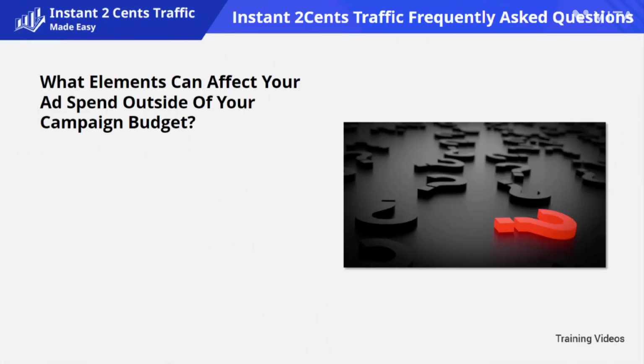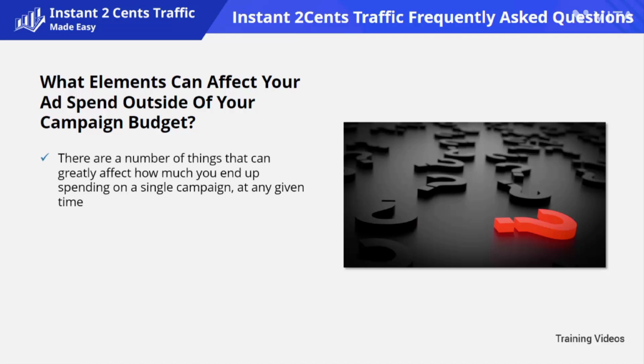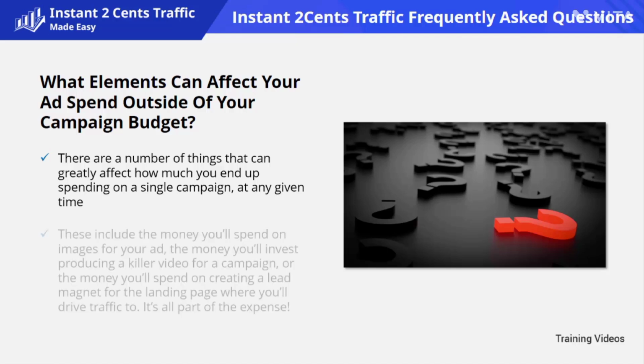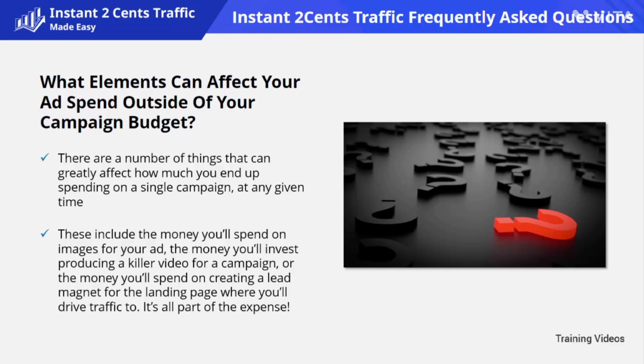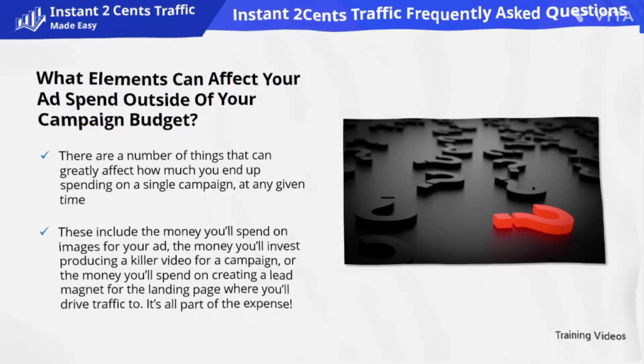What elements can affect your ad spend outside of your campaign budget? There are a number of things that can greatly affect how much you end up spending on a single campaign at any given time. The majority of marketers focus on estimated metrics, but you also have to consider the money you're going to spend on your campaign assets. These include the money you'll spend on images for your ad, the money you'll invest producing a killer video for a campaign, or the money you'll spend on creating a lead magnet for the landing page where you'll drive traffic to. It's all part of the expense.